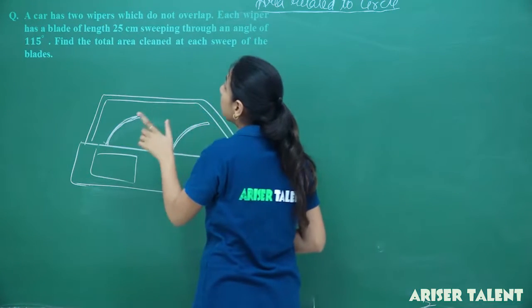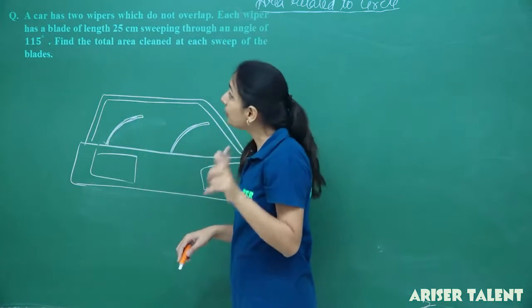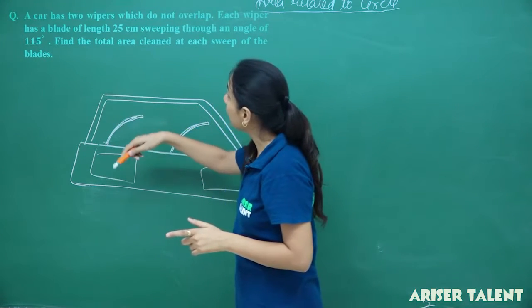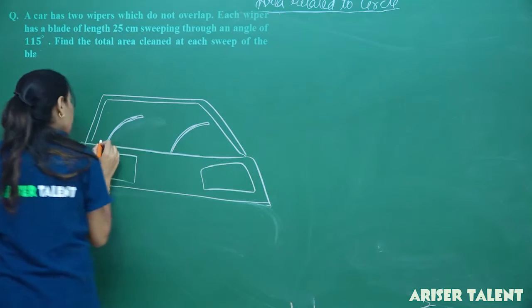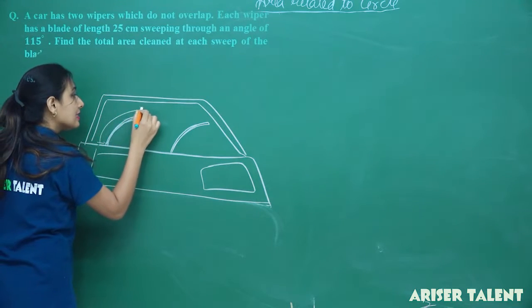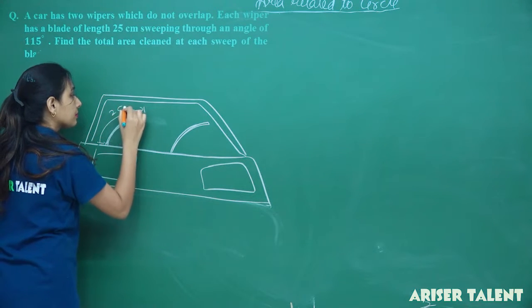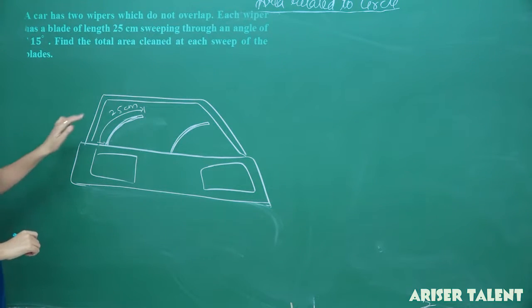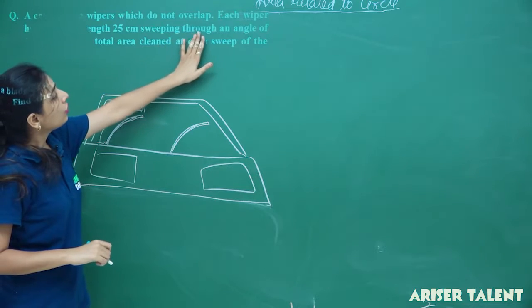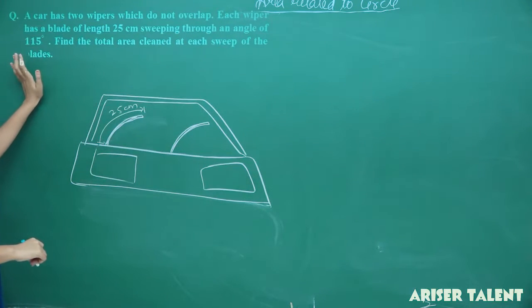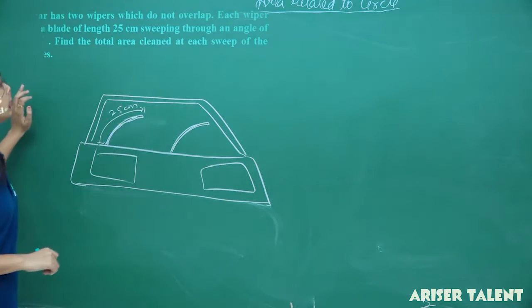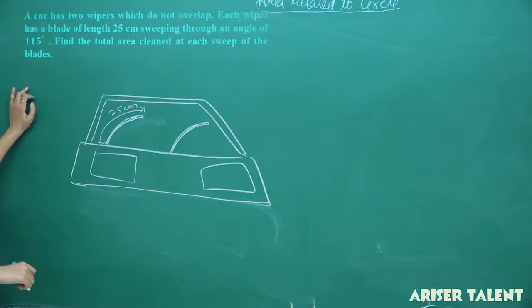Each wiper has a blade of length 25. So each wiper has a blade of length 25. So 25 is what? This length. Centimeters. Now it's saying through an angle of 115 degree. Find the total area cleaned at each sweep of the blade.